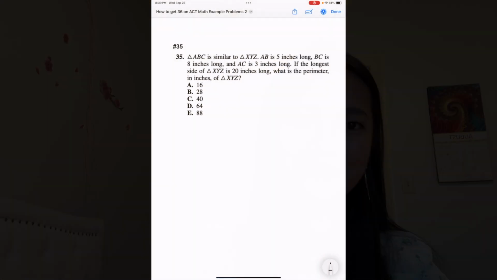Okay, something else with similar triangles. If two triangles are similar, then their legs are proportional to each other in length, and also the angles are the same. So here are 2 example problems for that. Okay, let's look at another one.